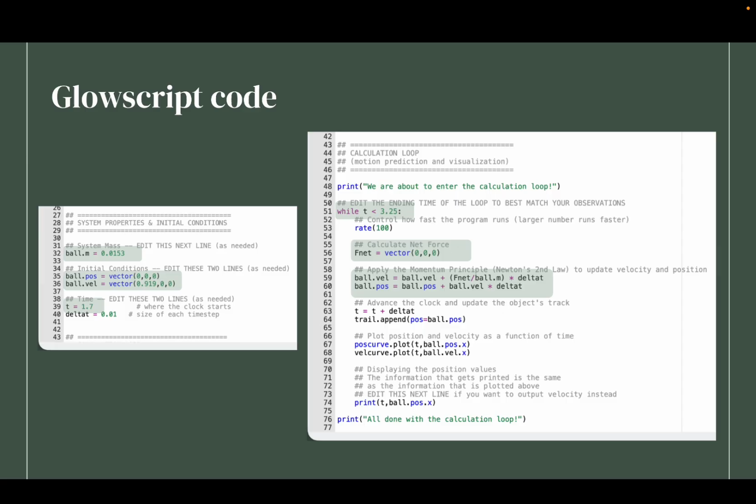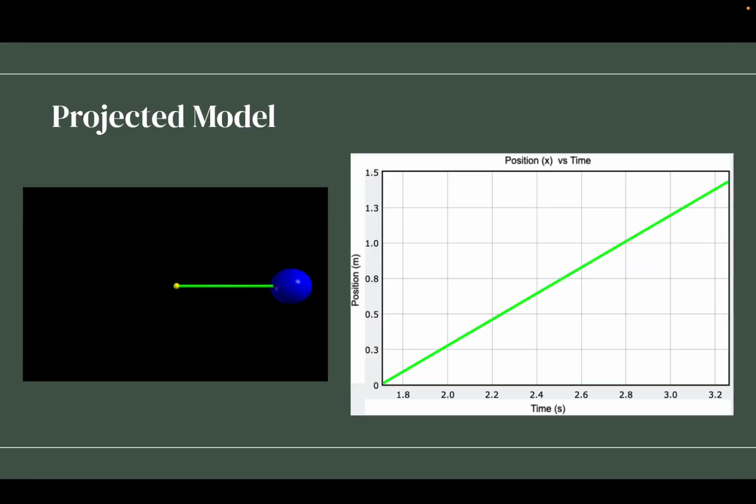I set the initial time to 1.7 seconds, as this was when the marker was pushed in the video, and set the final time to 3.25, as this is when the video ends. I set the net force to be 0, as there was no acceleration on the marker. I added the velocity and position update formulas so that the position would update in each time step. I ran the code, and this was the model that was projected.